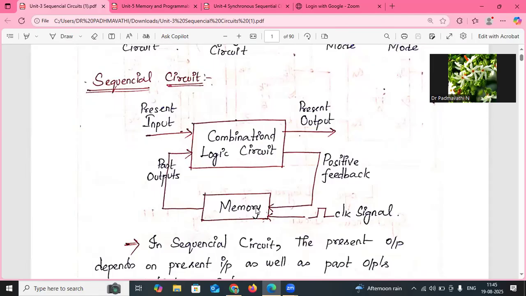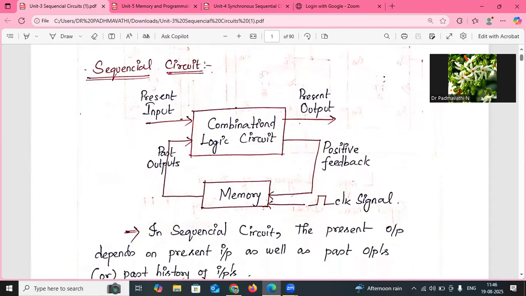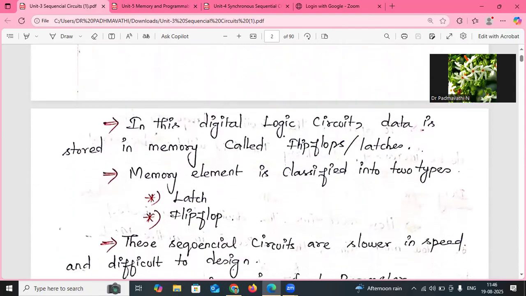Now the present output of the sequential circuit is based on the present input as well as the past output. That is the basic idea of a sequential circuit. The past output is given to the combinational circuit with the help of the memory element. So a sequential circuit is a combination of flip-flops, whereas a combinational circuit is a combination of only basic logic gates such as AND gate, OR gate, and XOR gate.